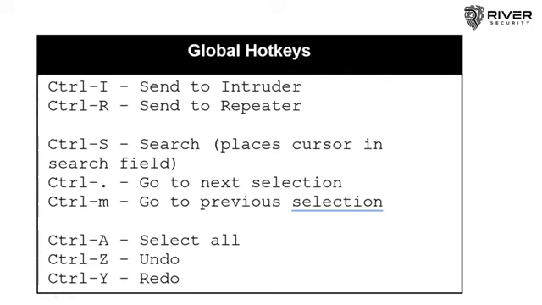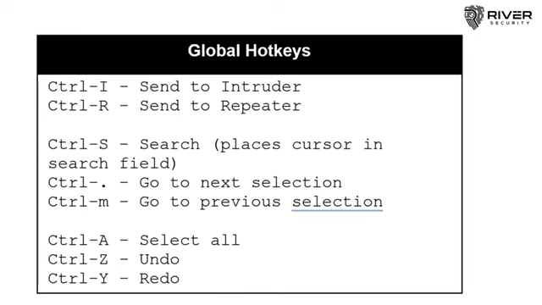If you want to go back, say you're looking for a certain string, maybe you're looking for an identifier or a keyword, and you go too far, you can use Control M to go back. And that allows us to also keep up speed and maintain that momentum while we're working with the tool.